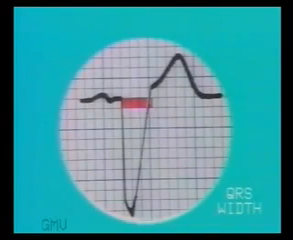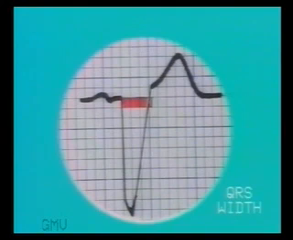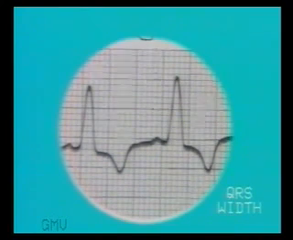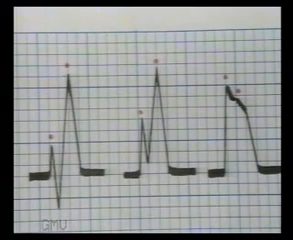The width of the QRS complex or the QRS interval is counted from the beginning of the Q or R wave, whichever is first, to the end of the QRS complex. And whenever the QRS complex in any of the leads is wider than 3 small squares, a bundle branch block is diagnosed. Now let us learn to differentiate between right and left bundle branch blocks.